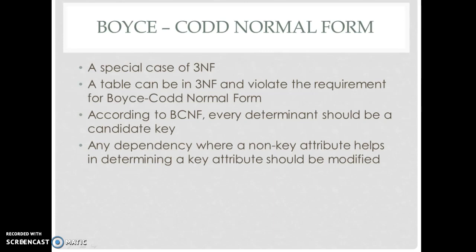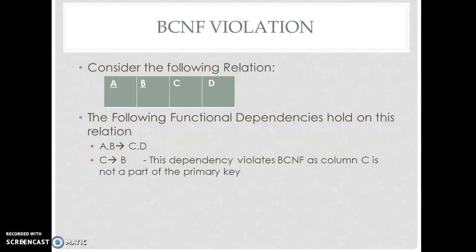So if we happen to have any kind of a dependency in which a column that is not a part of the primary key is helping us in determining the values of certain other columns from the table, it is considered to be a violation of the Boyce Codd normal form. And that kind of a dependency needs to be removed, and we need to create a separate table for it in order to make it Boyce Codd normal form.